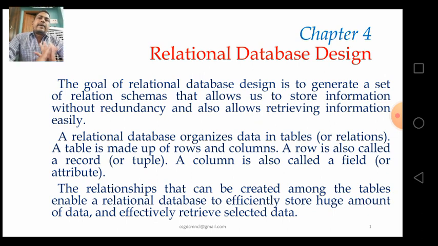The relational database organizes data in tables. A table is made up of rows and columns. Rows indicate records, columns indicate fields.